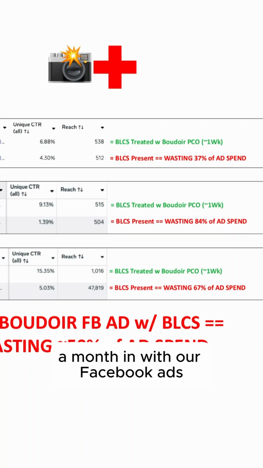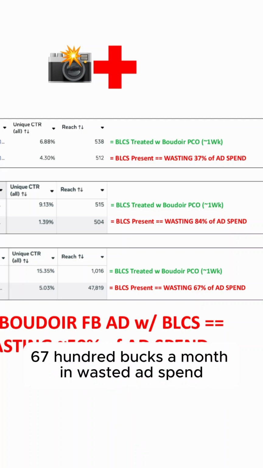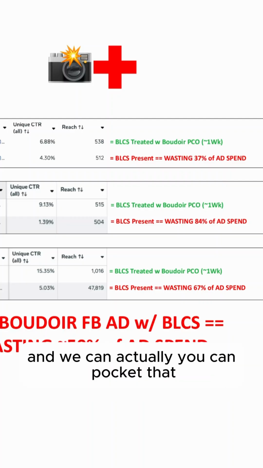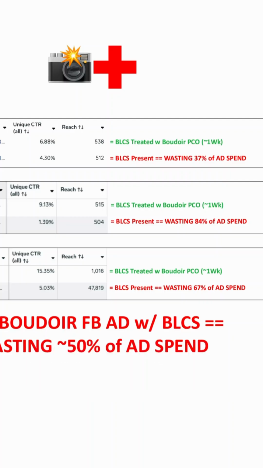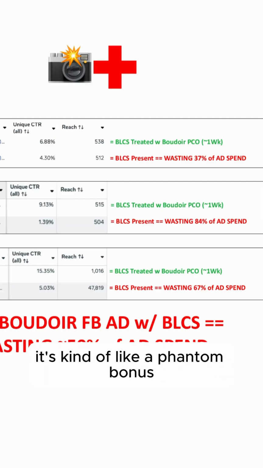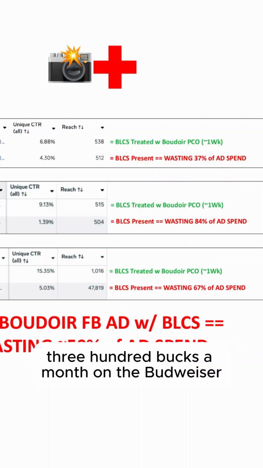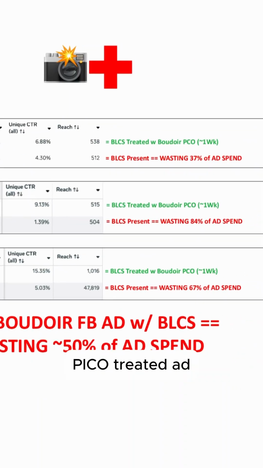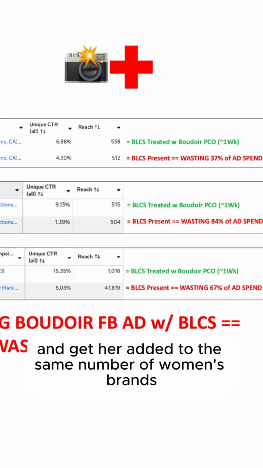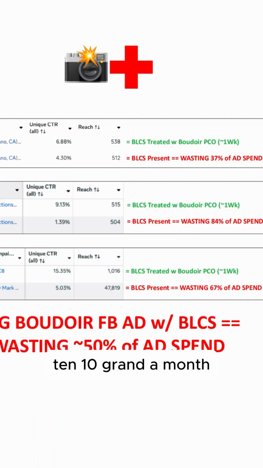So if you're spending 10 grand a month in Boudoir Facebook ads, we can eliminate that 6,700 bucks a month in wasted ad spend, and you can pocket that. It's like 80 grand over the next 12 months. It's kind of like a phantom bonus. And we can instead spend 3,300 bucks a month on the Boudoir Pico treated ad and get our ad into the same number of women's brains at 3,300 bucks a month, compared to the original at 10 grand a month.